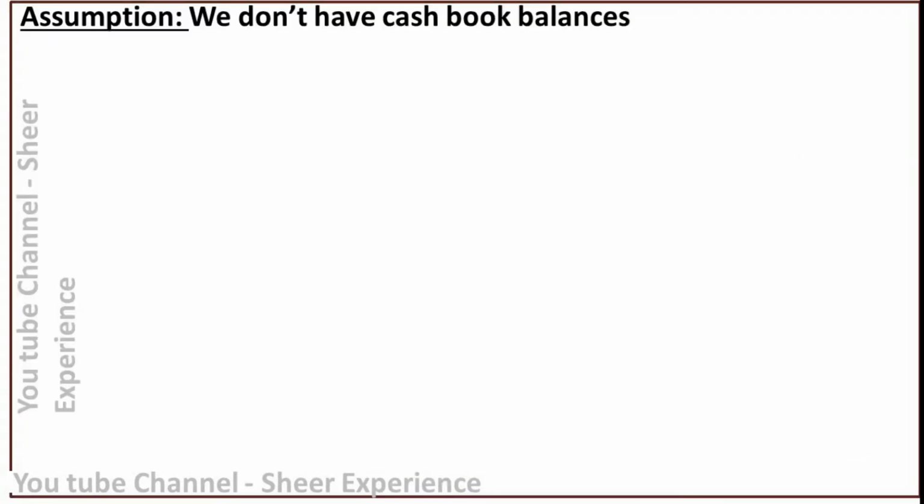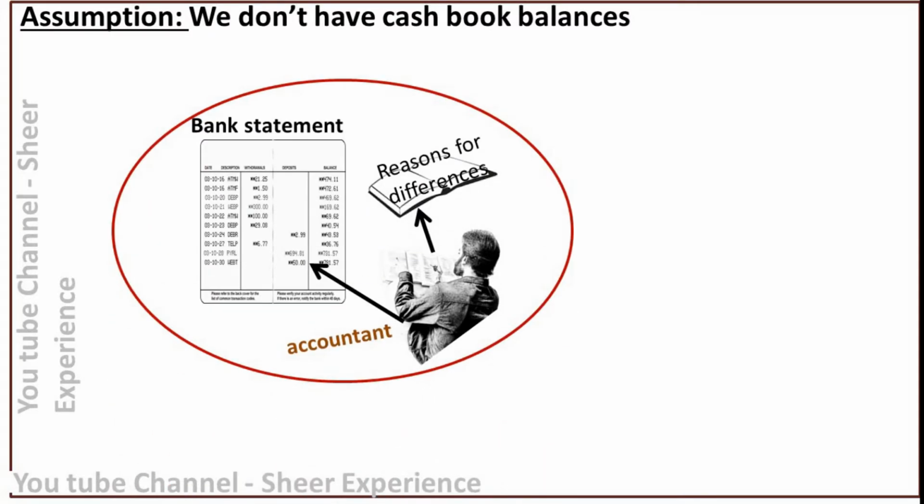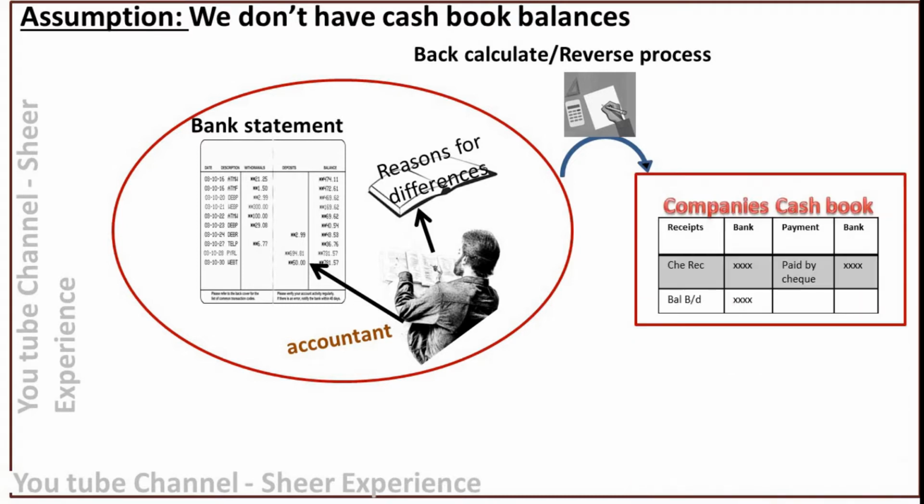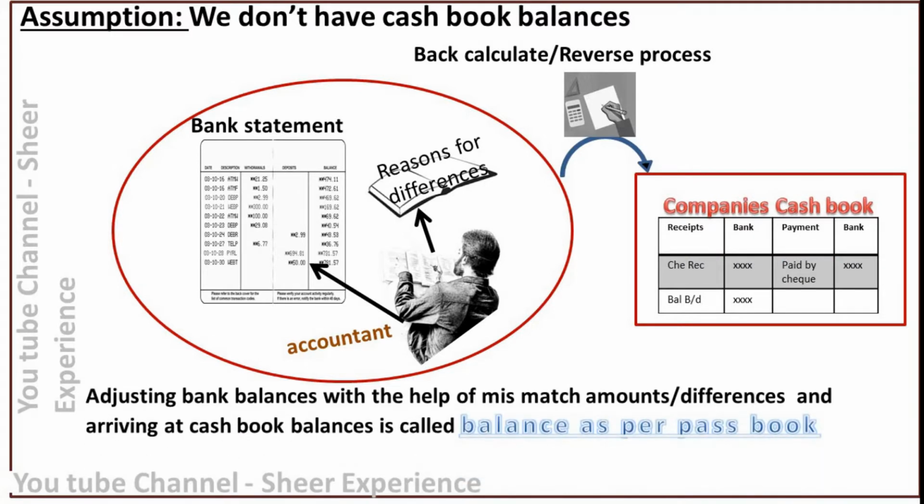Now what is balance as per passbook? Assume that we don't have visibility to access our books of accounts, that is cash book balances. But we are asked to prepare bank reconciling statement with the help of passbook balances and discrepancies. Then we can back calculate or just reverse the first scenario. This process of preparing bank reconciliation statement is called as balance as per passbook. Let's understand this reverse process with an example.